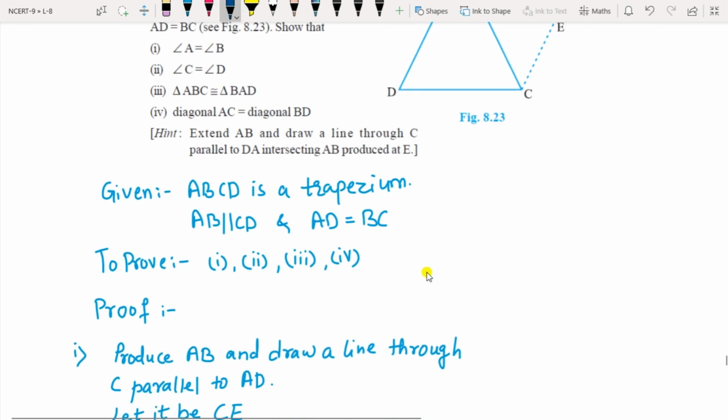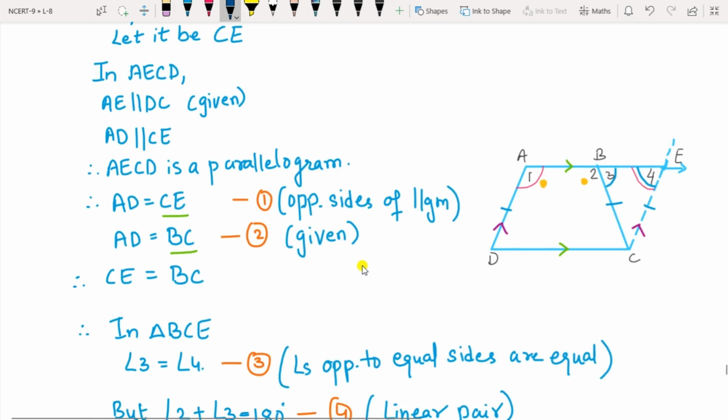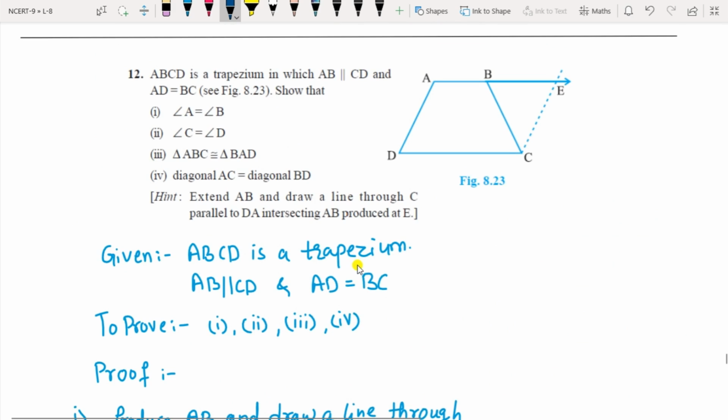Question 12. Question 12 is, ABCD is a trapezium in which AB is parallel to CD and AD is equal to BC. Okay, we have to prove that angle A is equal to angle B, angle C is equal to angle D, triangle ABC is congruent to triangle BAD, and diagonal AC and BD are equal.